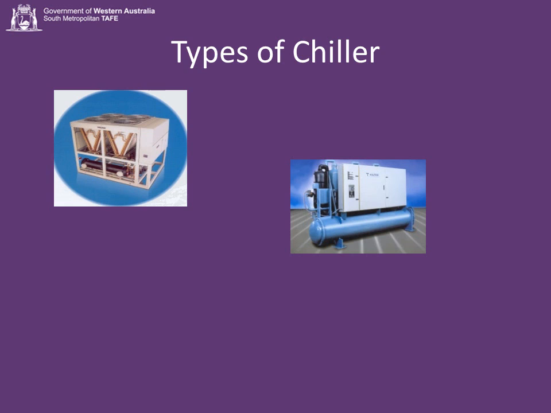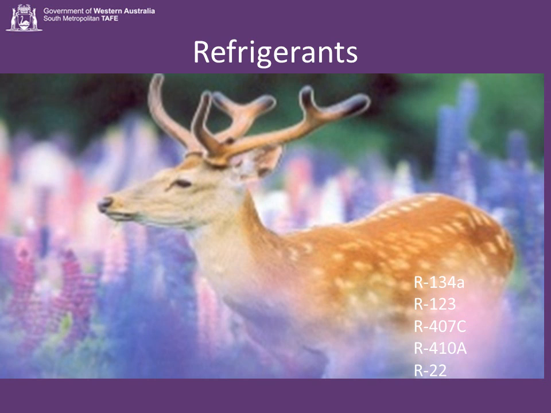If we're going to be cooling water, we use a type of refrigerative system which we call a chiller. Here's a couple of different types of chillers. The one on the left uses air-cooled condensers. The one on the right uses a water-cooled condenser, so it would need a cooling tower. We're going to be using refrigerant gases.